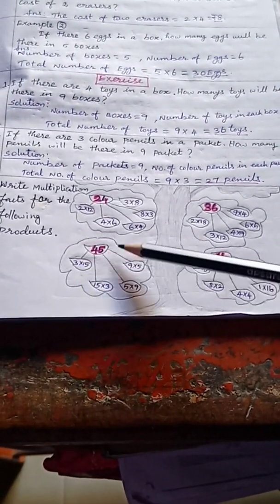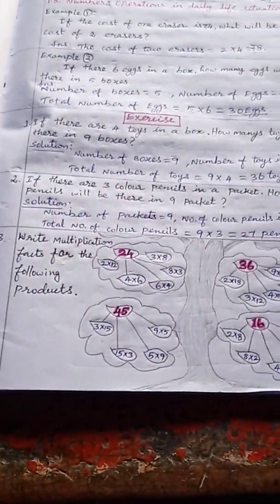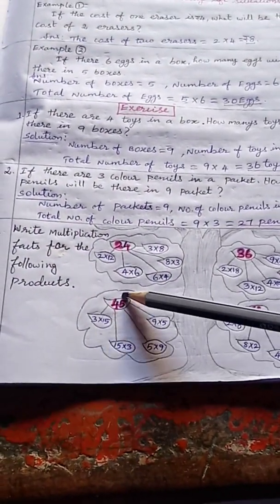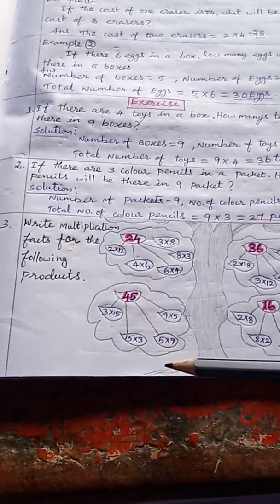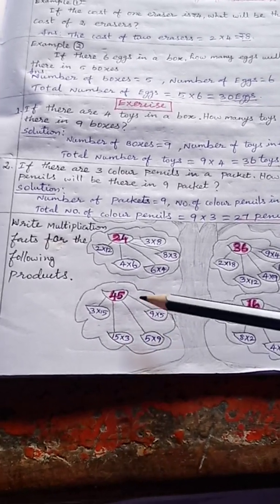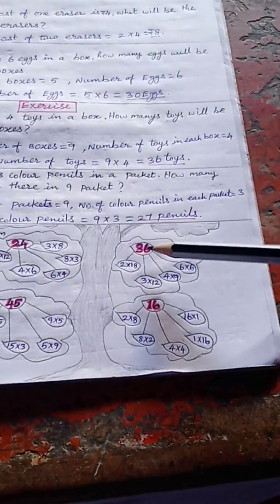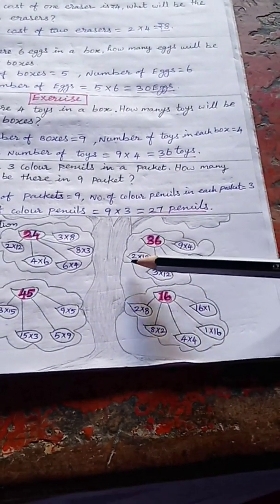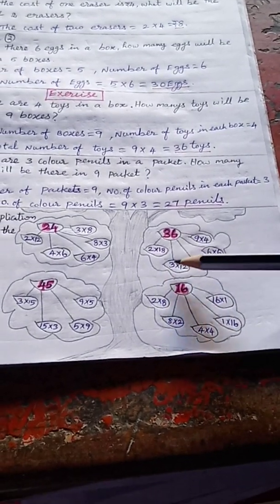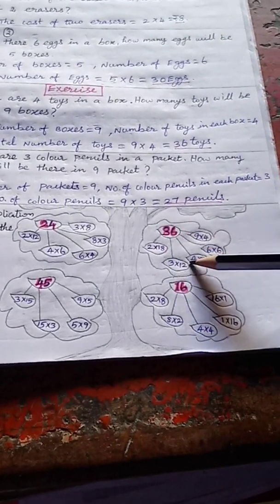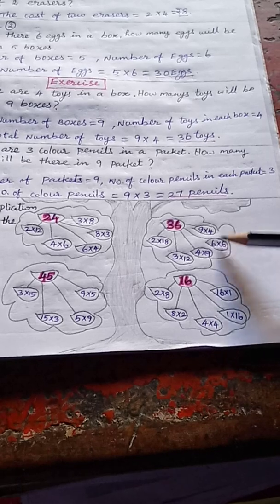Like this 45, how will we get two numbers? Tell me now. 3 15s are 45. 15 3s are 45. 5 9s are 45. 9 5s are 45. And 36, how will it come? 2 18s are 36. 3 12s are 36. 4 9s are 36. 6 6s are 36.